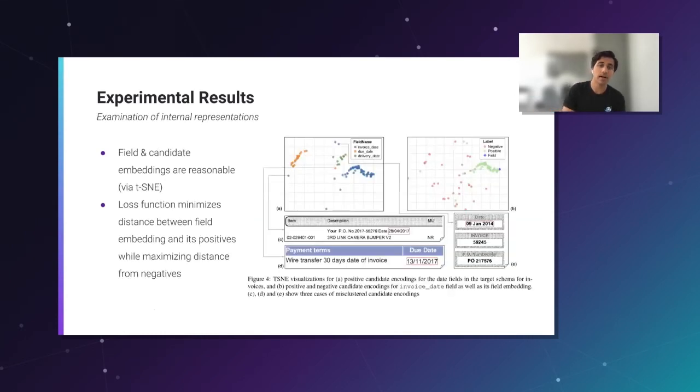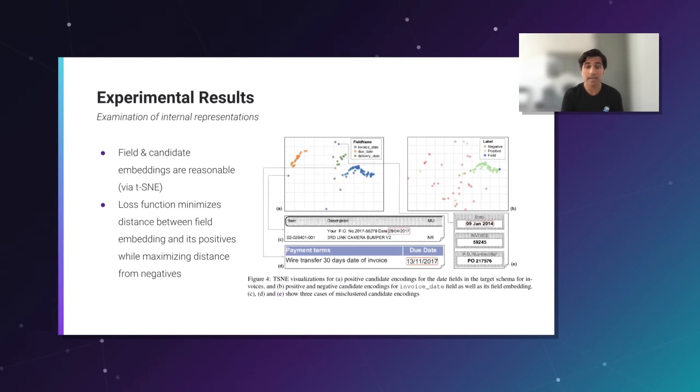So that's useful. Other experimental results include an examination of internal representations. There's a couple of interesting graphs here that are worth examining closely. The leftmost graph is a t-SNE visualization of positive candidate encodings for the date fields in the target schema for the invoices. Basically, what you see here is that the candidates that correspond to certain fields are all embedded close together in t-SNE space. This is obviously very good. This is exactly what we're looking for. We hope that candidates that are all correct and correspond to fields all have similar embeddings.